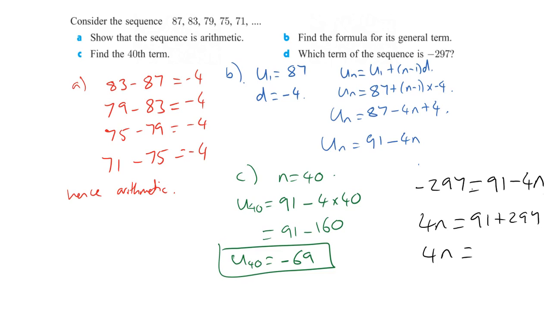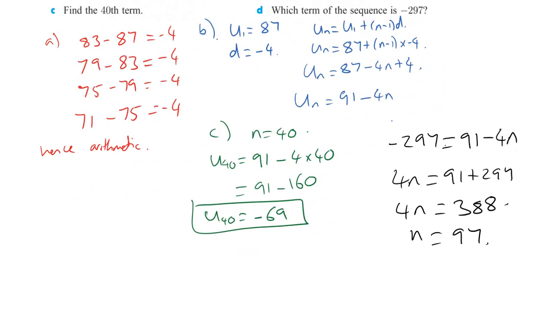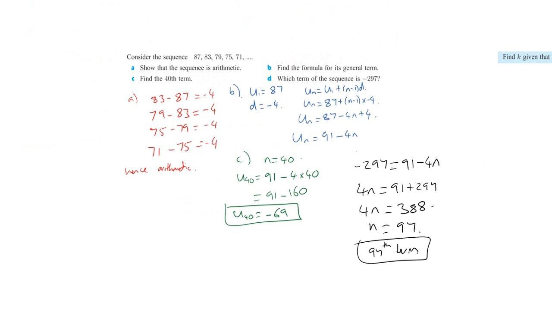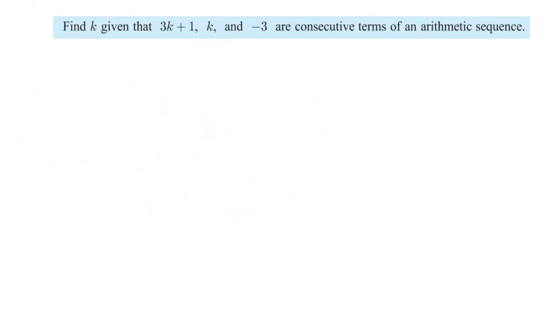So that's going to mean that 4n is 388. We can now divide by 4. N is going to be 97. So which term of the sequence is negative 297? It is the 97th term. Okay, hopefully that made a bit of sense, and let's get into some slightly more challenging examples.